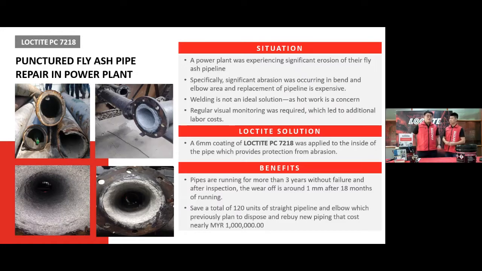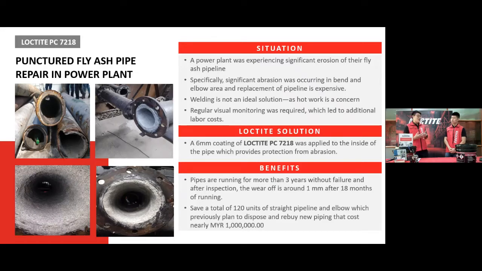All right, thanks Kim for sharing this success story. I believe the audience can see all these old pipes from the slide. I would like to bring all your focus to the bottom right part, the benefit part. As you can see, the pipes have been running more than 3 years after applying Loctite 7218, and the wear after 3 years, at the 18 months inspection, is actually only 1 mm. So this proves that our product really is able to help with abrasion wear.